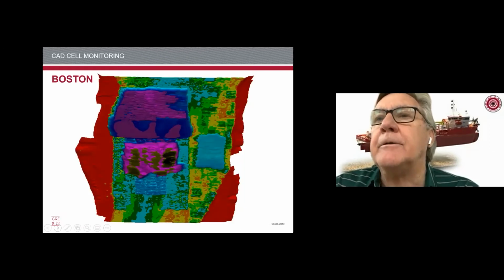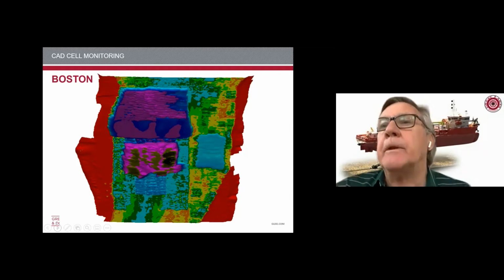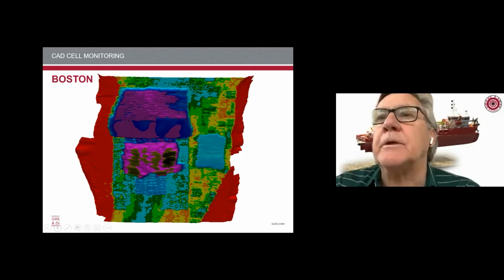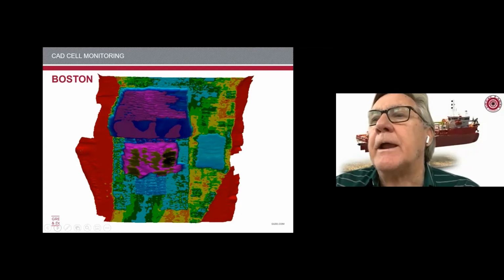And then finally, just another one of the 3D shots from Boston. The top darker area there is actually a cell that was dug to 90 feet. The one just below that, and I guess that could be magenta, is to the 65-foot range. And then on the right-hand side, you'll see the light blue. That is actually a capped cell. So a lot of good track records, a lot of good projects.